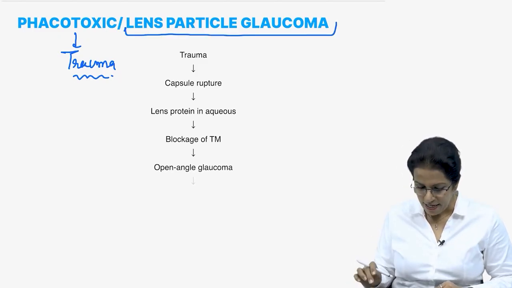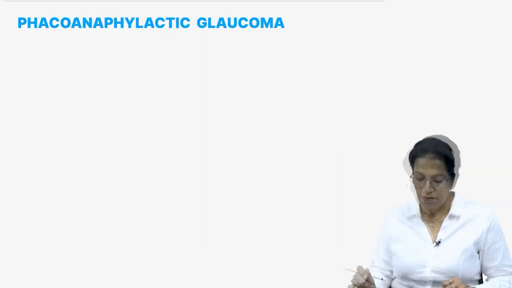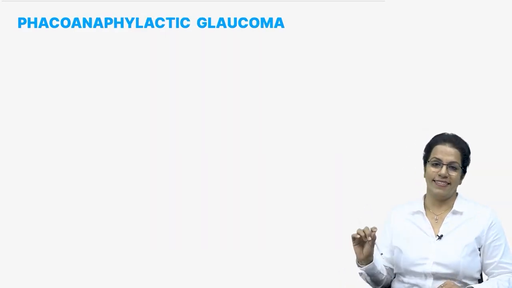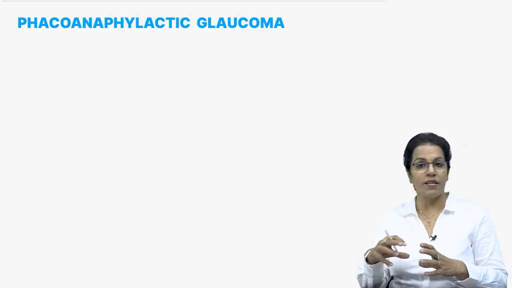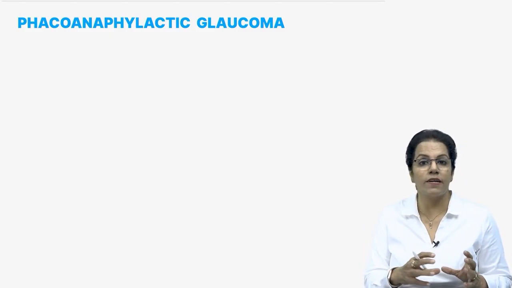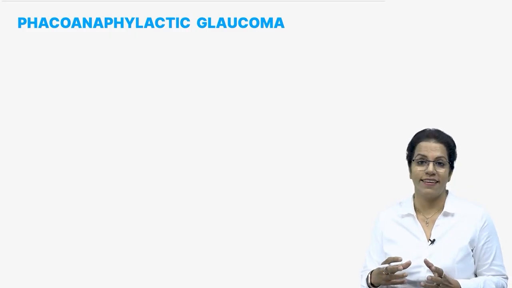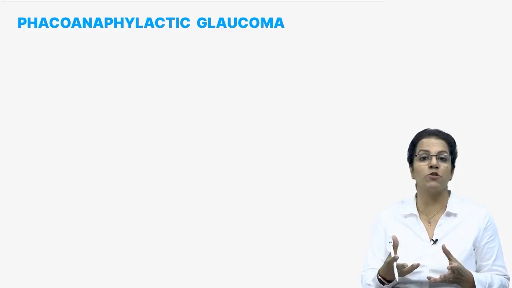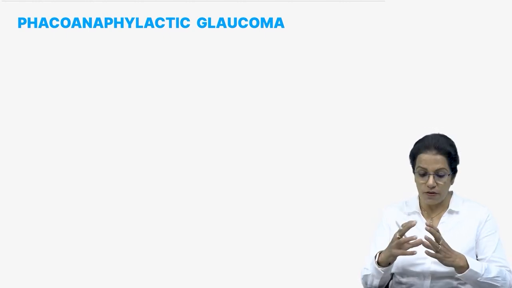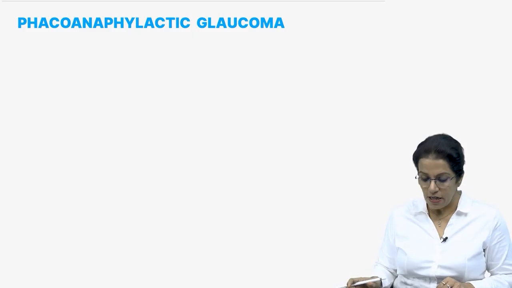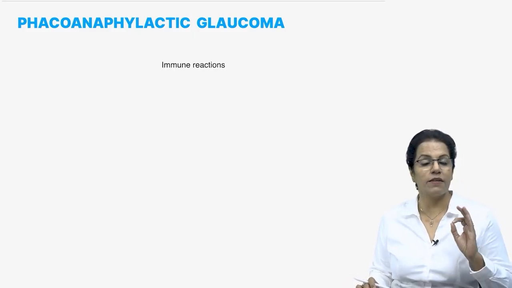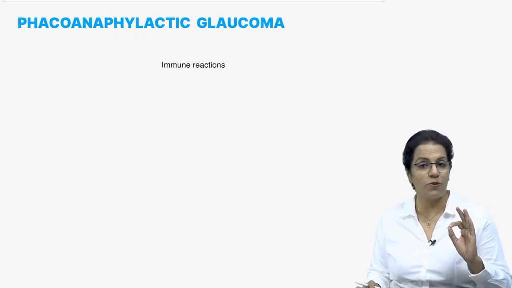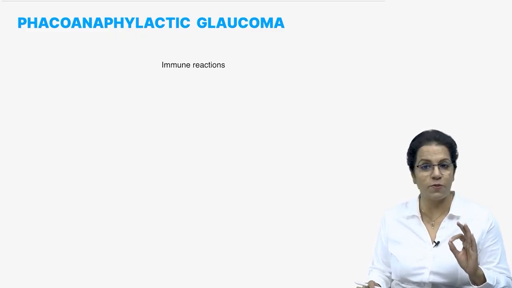We come to the third type. The third type is phacoanaphylactic. So do you all know this lens protein, when it comes out of the capsule, it's like a foreign body to us. Because it has never been exposed to our immune system. It has always been inside the capsule, right? So what is the story here? Whenever it is outside the capsule, there is immune reaction. Immune reaction is towards what?